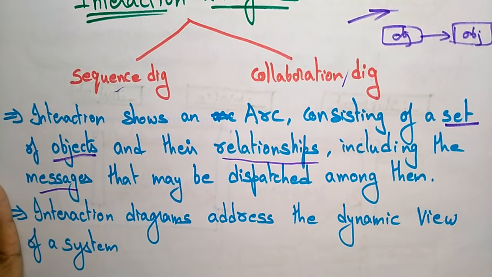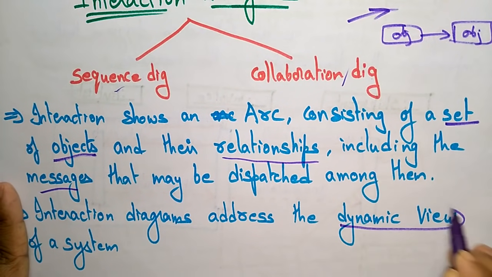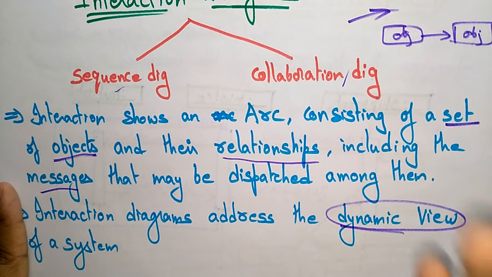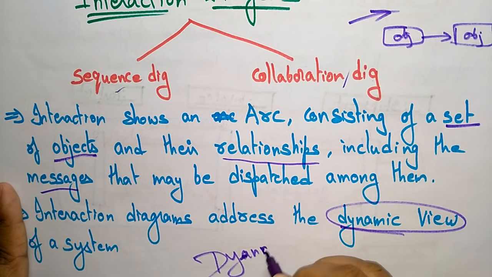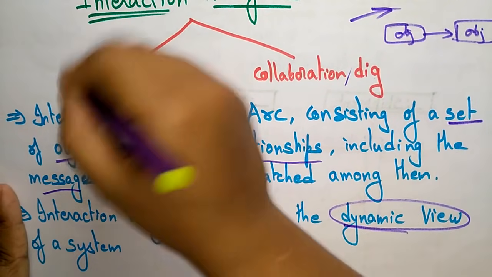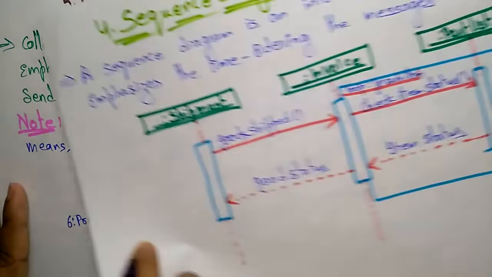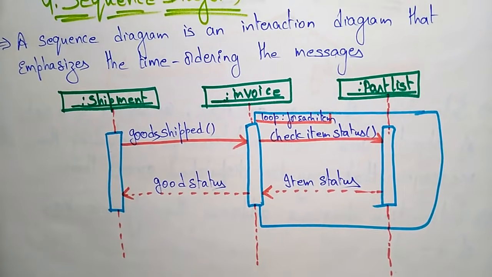The interaction diagram addresses the dynamic view. So far we have discussed that the class diagram, use case diagram, and object diagram are all static views. But this interaction diagram is the dynamic view. Okay. Now let us see the sequence diagram. One of the interaction diagrams is the sequence diagram. This is the fourth diagram.